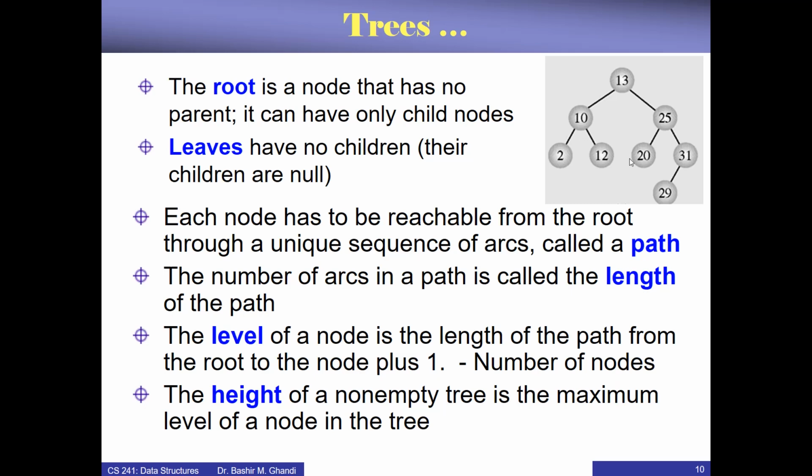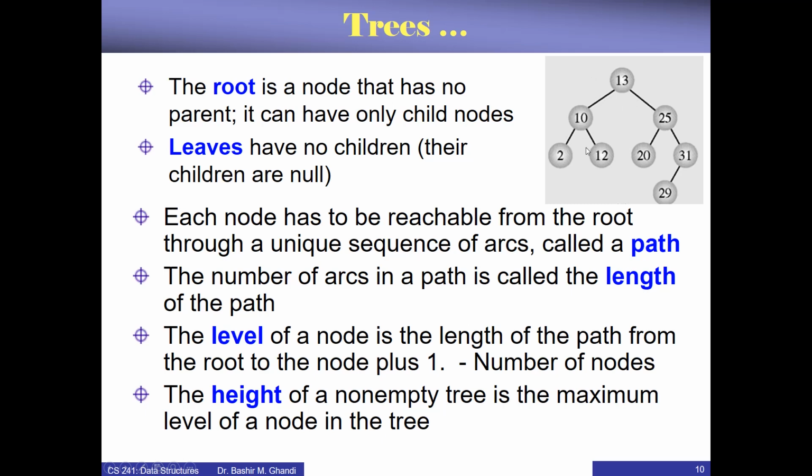Next is height. Height, on the other hand, is a property of the tree itself. Height of a tree, just like you can say height of a building, a higher multi-story building. The height of a non-empty tree is defined as the maximum level of a node in that tree. The maximum level of a node that you can find in that tree. So for our tree here, the height is 4, because the maximum level we can find is 4, the level for 29.